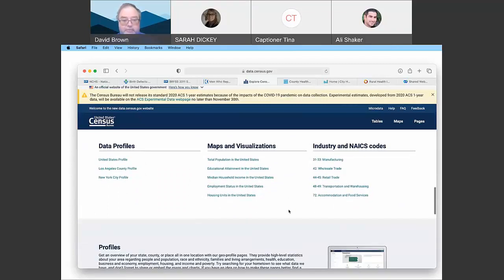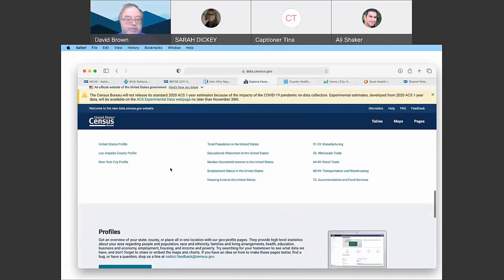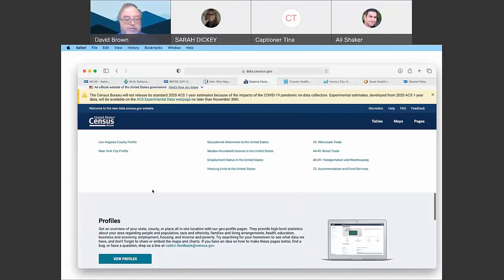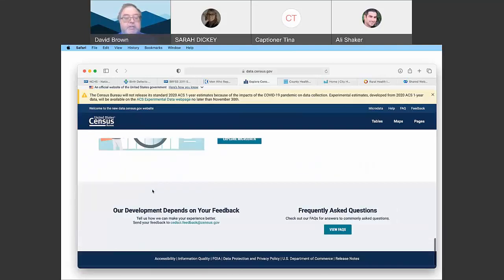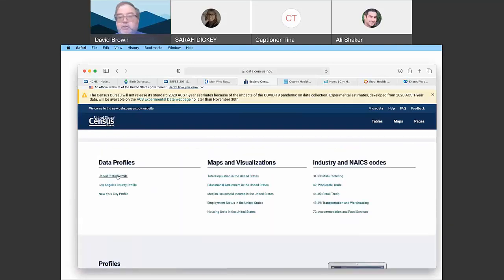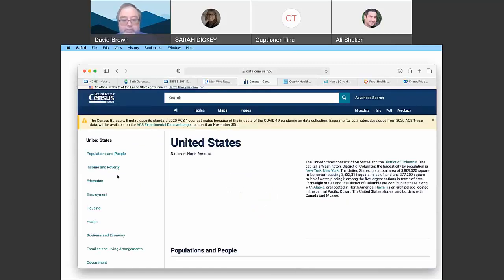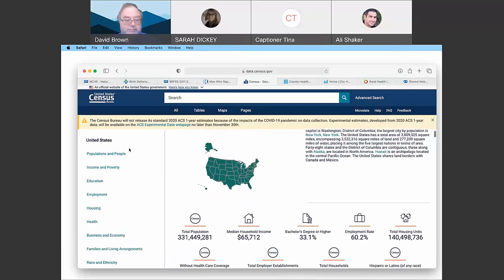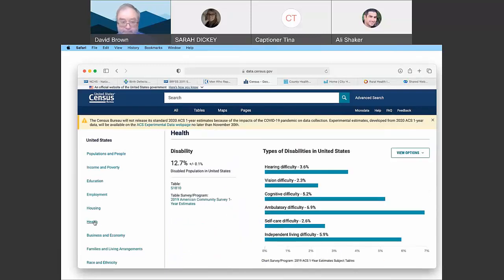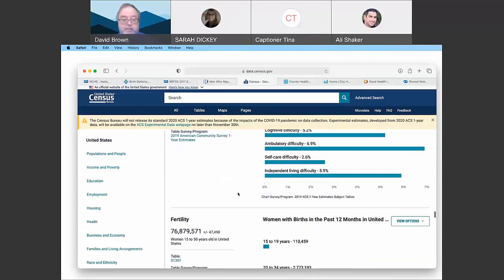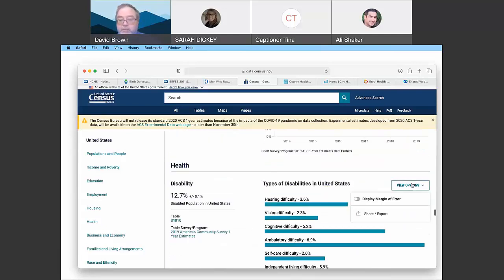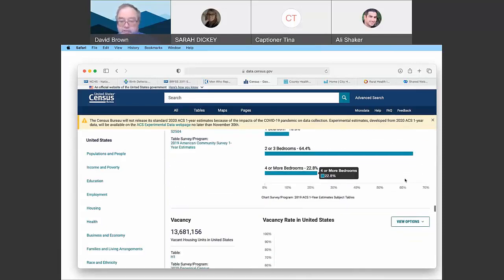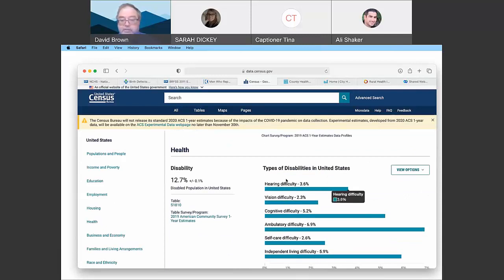So again, you have different city profiles or the United States profiles. In general, you have microdata. You have all this, but if we want to just do a United States profile here, and we want to know the U.S. as a whole, our population and people, but if we're going specifically for health information, this is nationwide, 12.7% of people have a disability. What's the fertility? And we can further go down and look at these things. What's going on? How is it working?